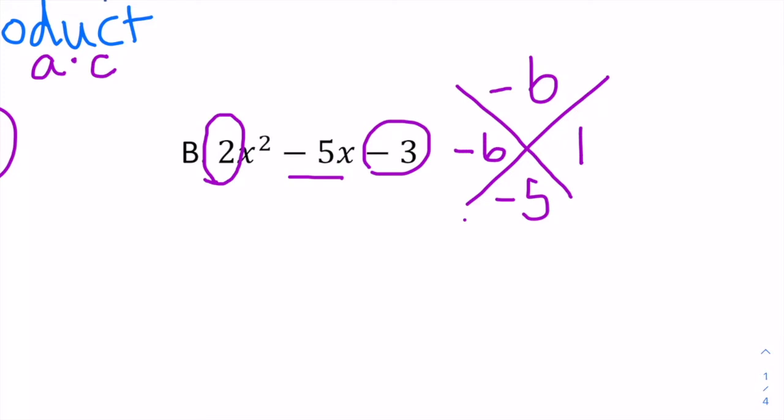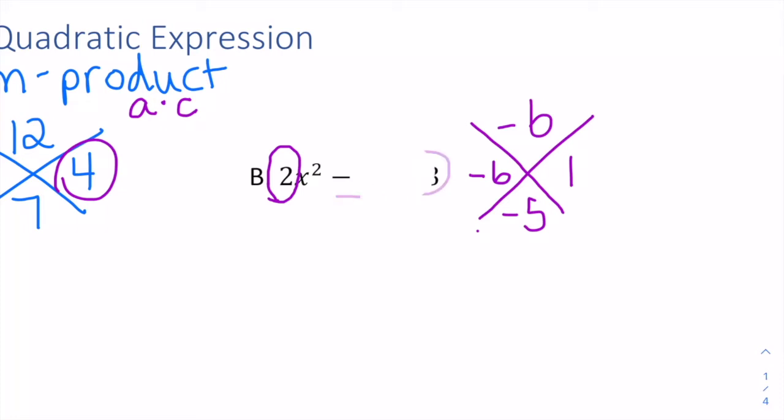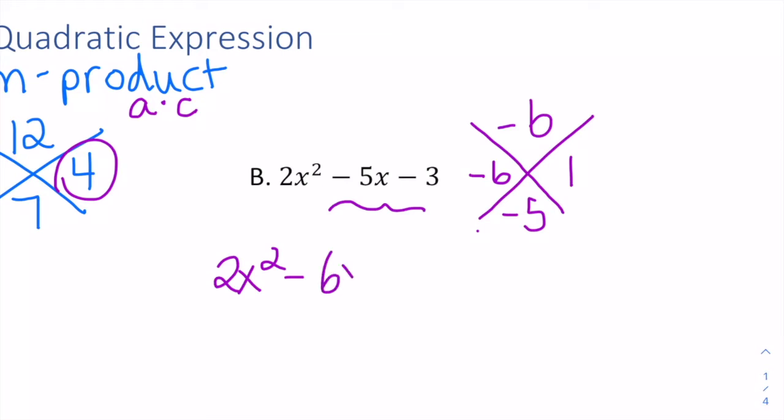Now be careful, because these numbers are a little bit tricky, because remember, this leading coefficient was 2. So I'm going to split up -5x, and I'm going to factor by grouping, factoring by decomposition, by separating this into -6x plus x minus 3.